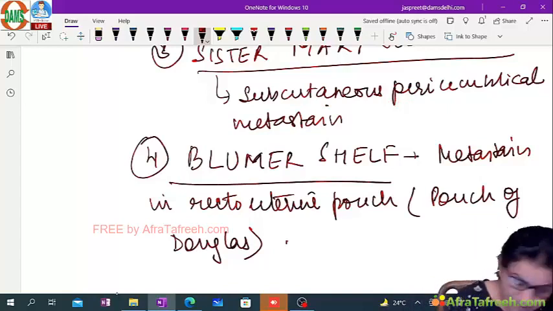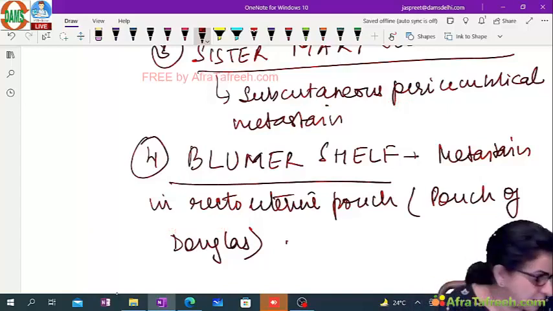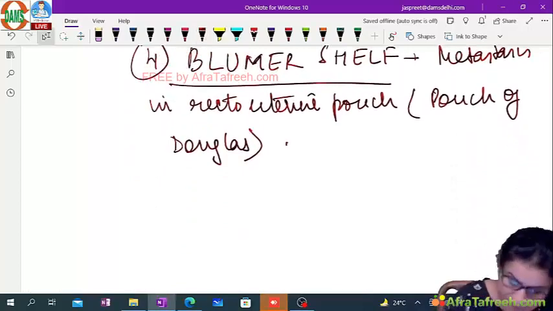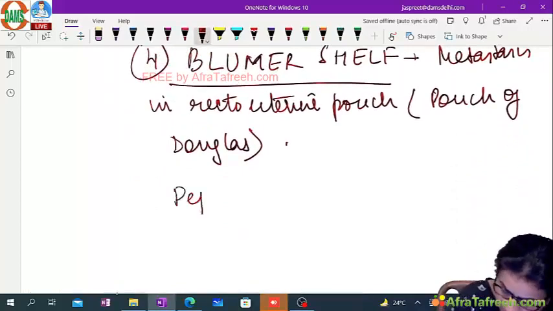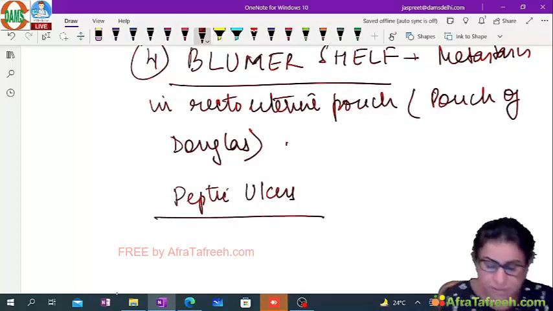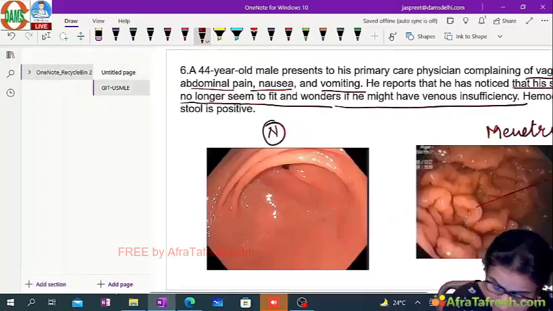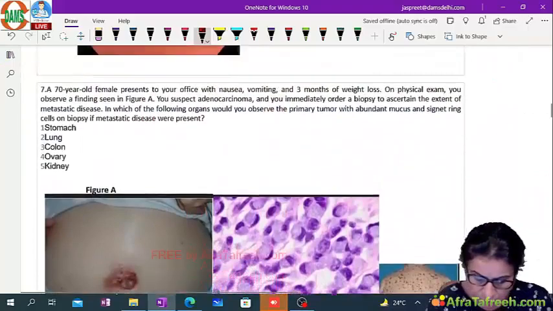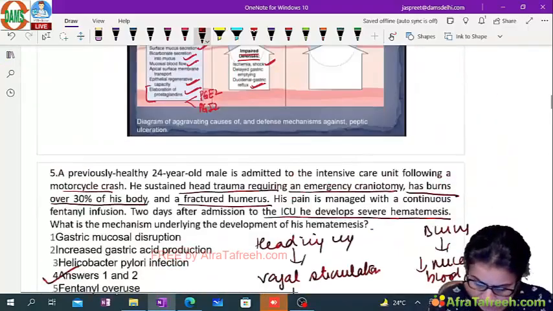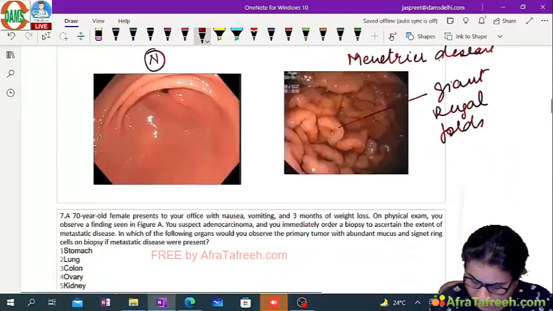So this finishes gastric cancer. Now, the next very important topic that we have to cover in the stomach is peptic ulcers. What is a peptic ulcer? Let us first see a picture of this. Look at this question.